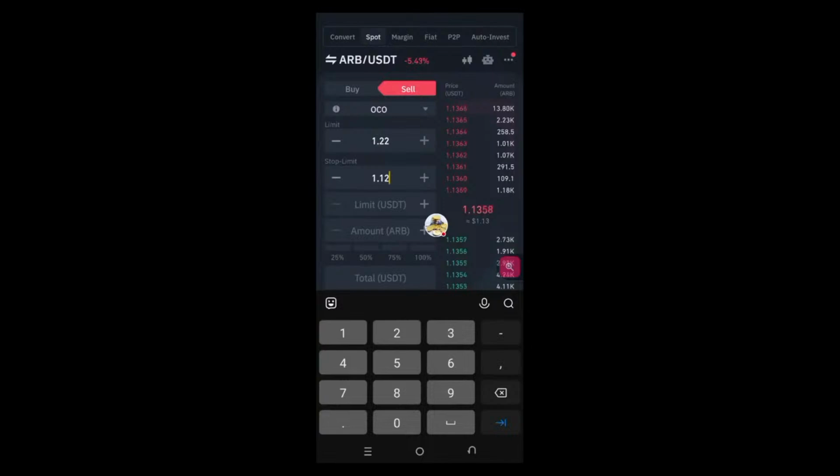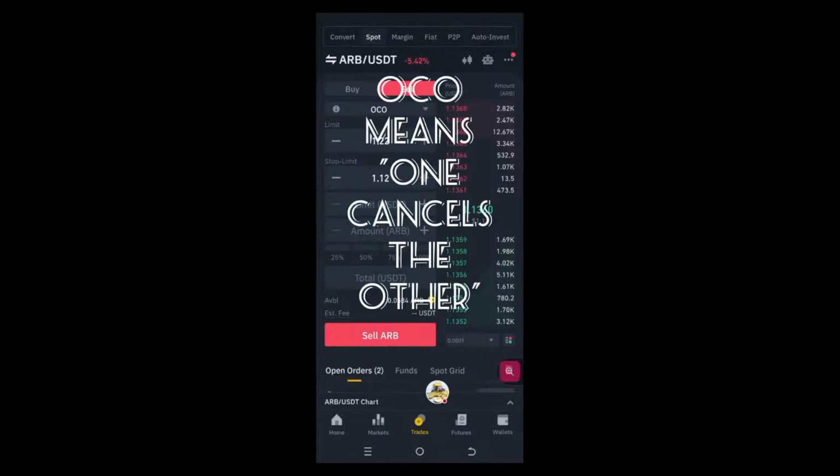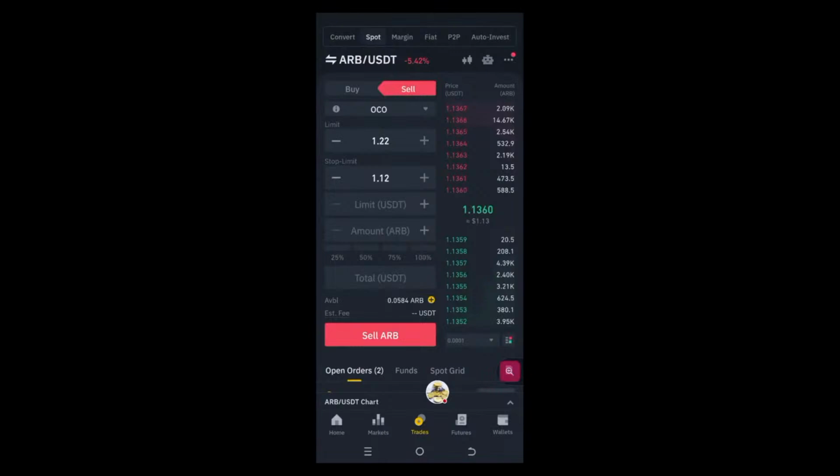So I'll be happy to lose a little portion of my money, because a lot of people are saying, why don't you just put stop loss? Why don't you just put the take profit? This is OCO. OCO means one cancels the other, right? One cancels the other. Try and understand that, right? So you're going to put your limit and all of that, the limit price and all of those things.